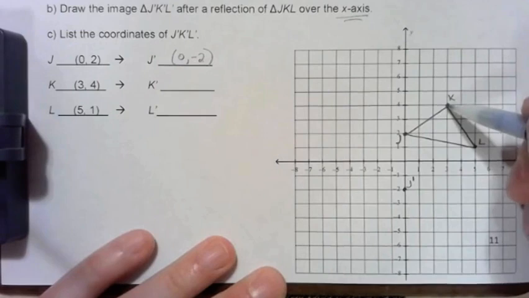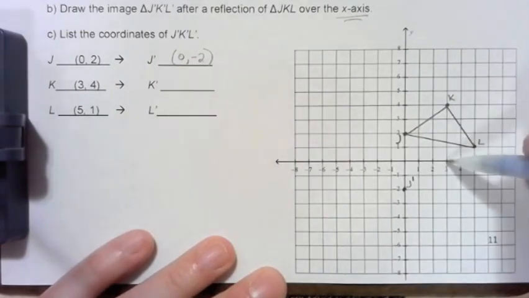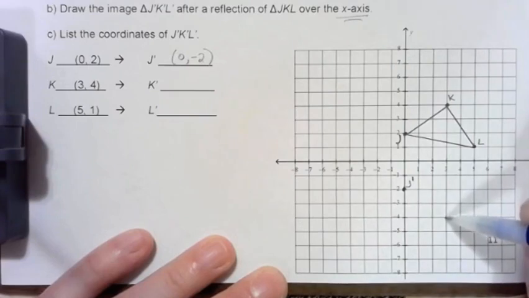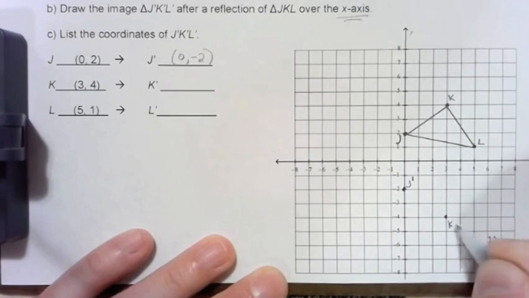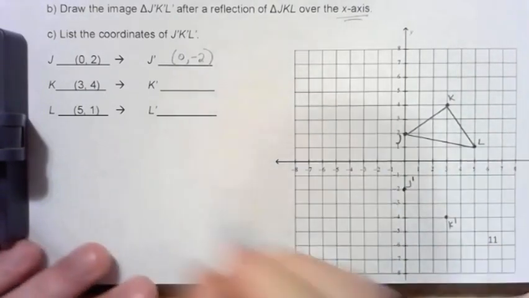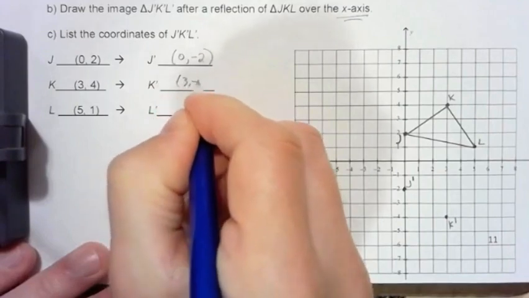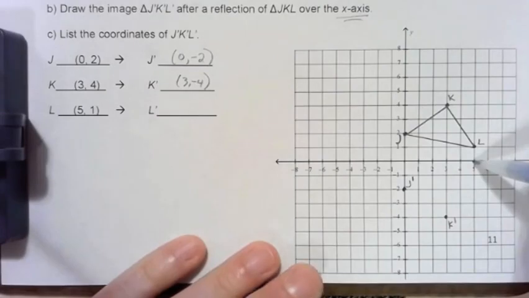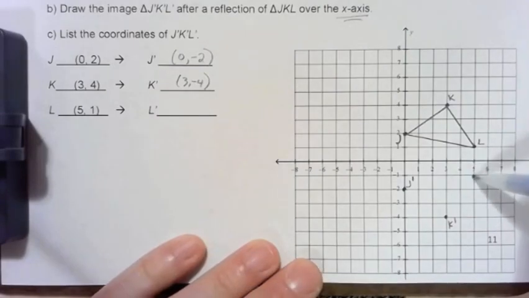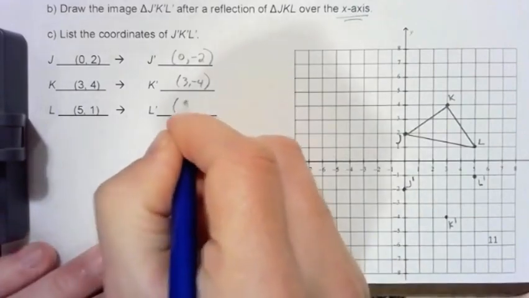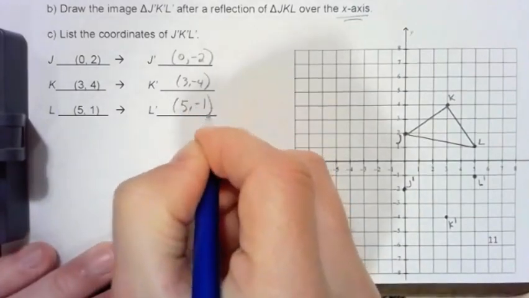Next, point K is 4 units above the x-axis. The image then is going to have to be 4 units below the x-axis right here. That is point K prime, and it's located at (3, -4). L is 1 unit above the x-axis, so the image L prime is going to be 1 unit below, and that's going to be located at (5, -1).